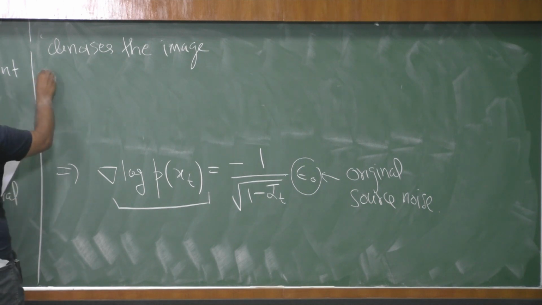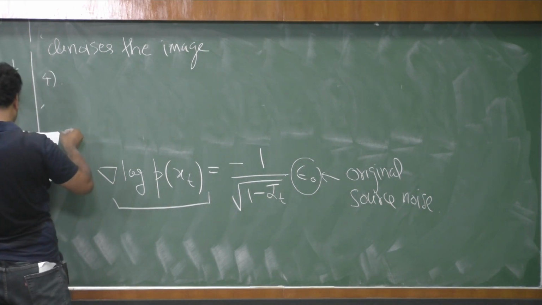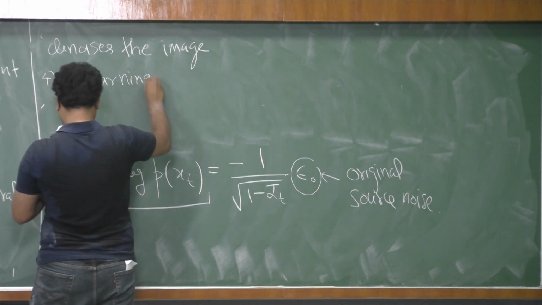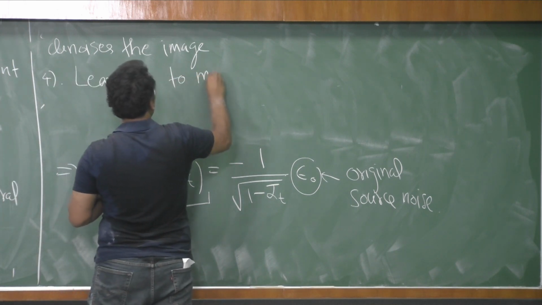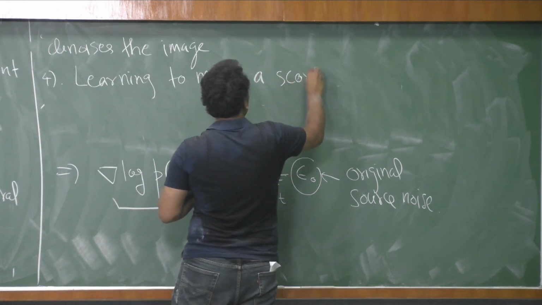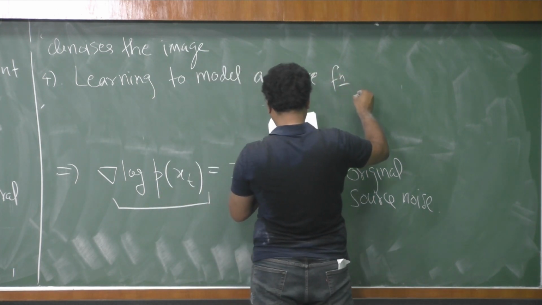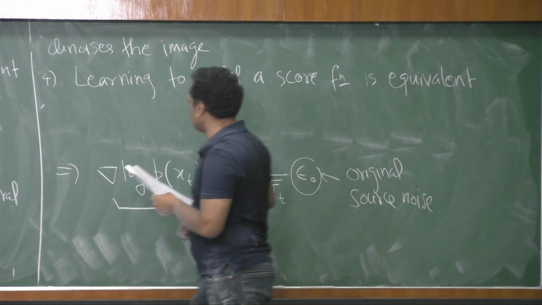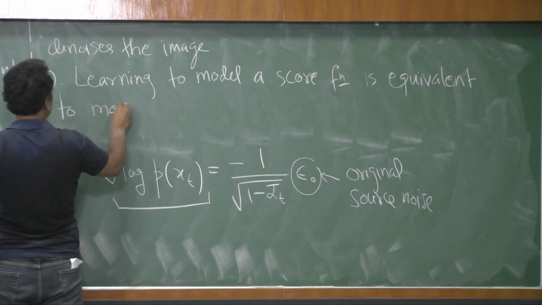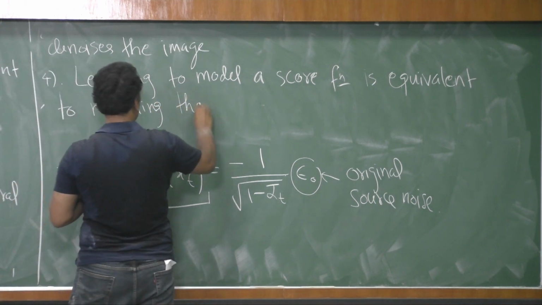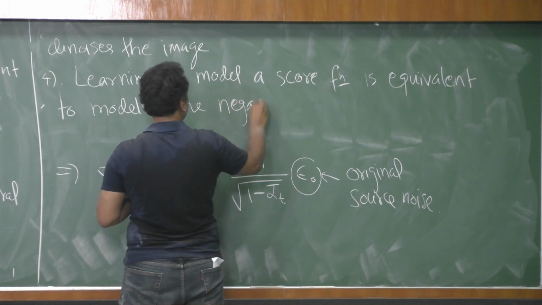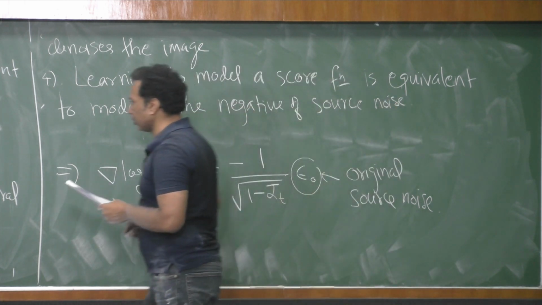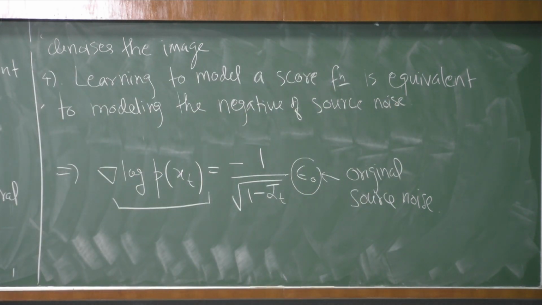Just as a final remark, all this means is that learning to model a score function is equivalent to modeling the negative of the source noise, up to a scaling factor. So this is what we have for today.